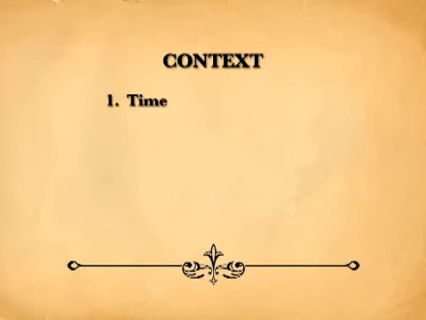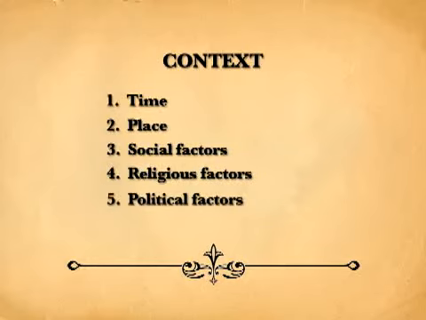Things like time, place, social factors, religious factors, political factors are all going to contribute to making up the context in which you're writing. Writing is obviously going to be influenced by your context, no matter what it is you're presenting. So an important part of the planning phase of writing is to consider the rhetorical situation: purpose, audience, context.